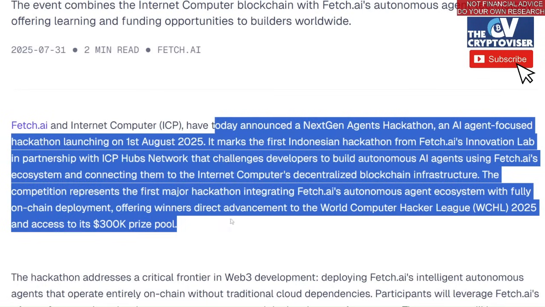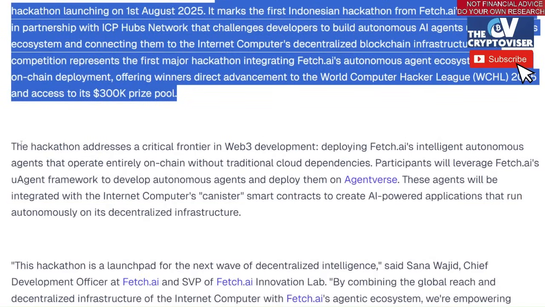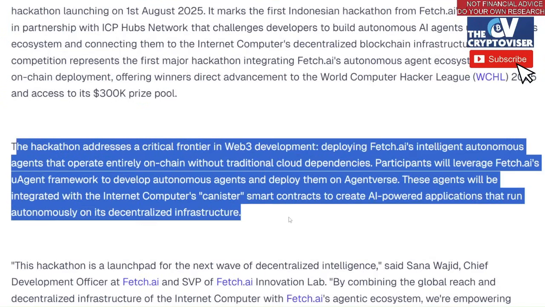The hackathon addresses a critical frontier in Web3 development, deploying Fetch AI's intelligent autonomous agents that operate entirely on-chain without traditional cloud dependencies. What does that sound like? The Internet Computer. Participants will leverage Fetch AI's uAgent framework to develop autonomous agents and deploy them on Agentverse.